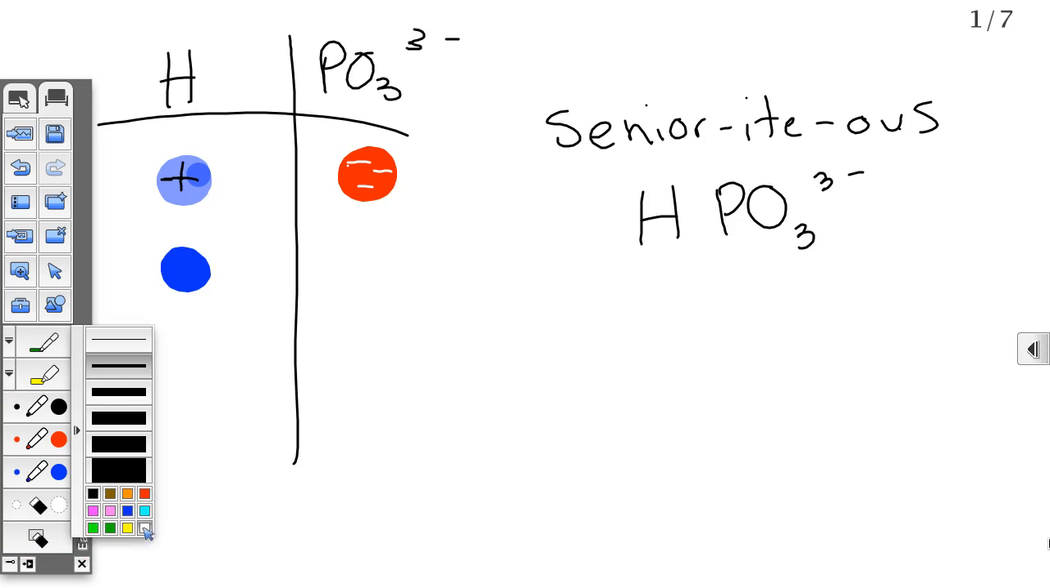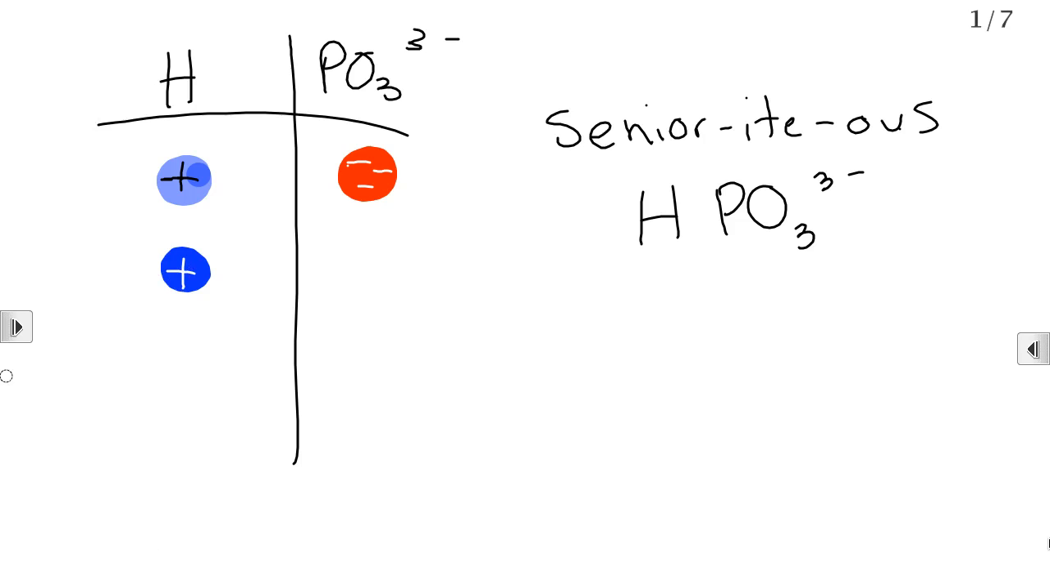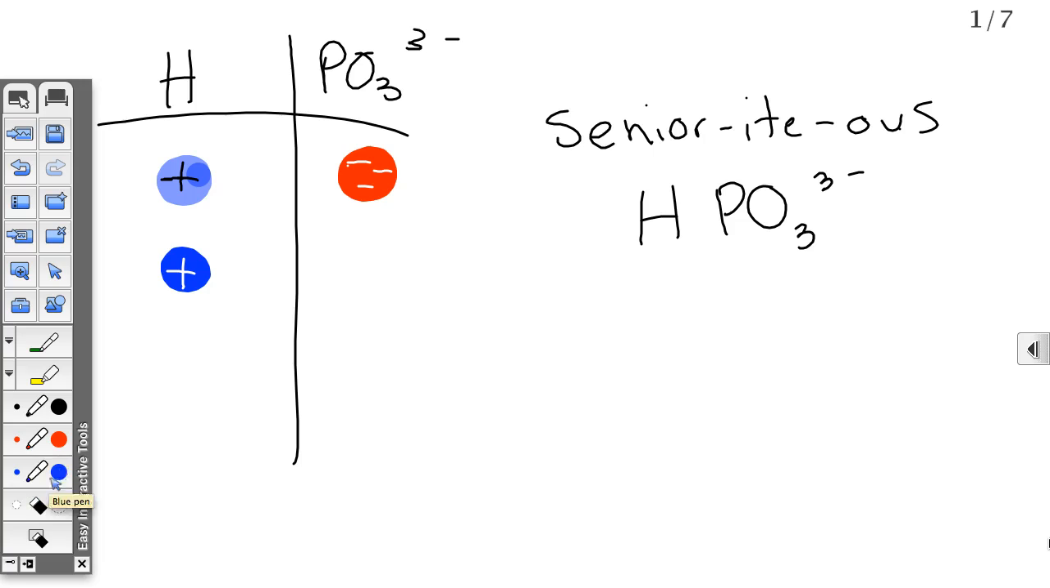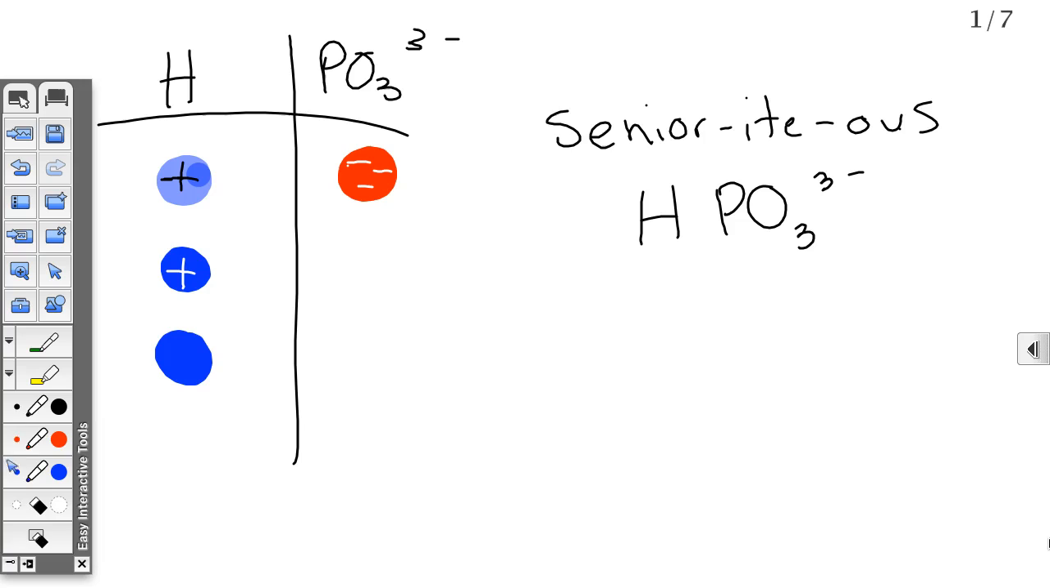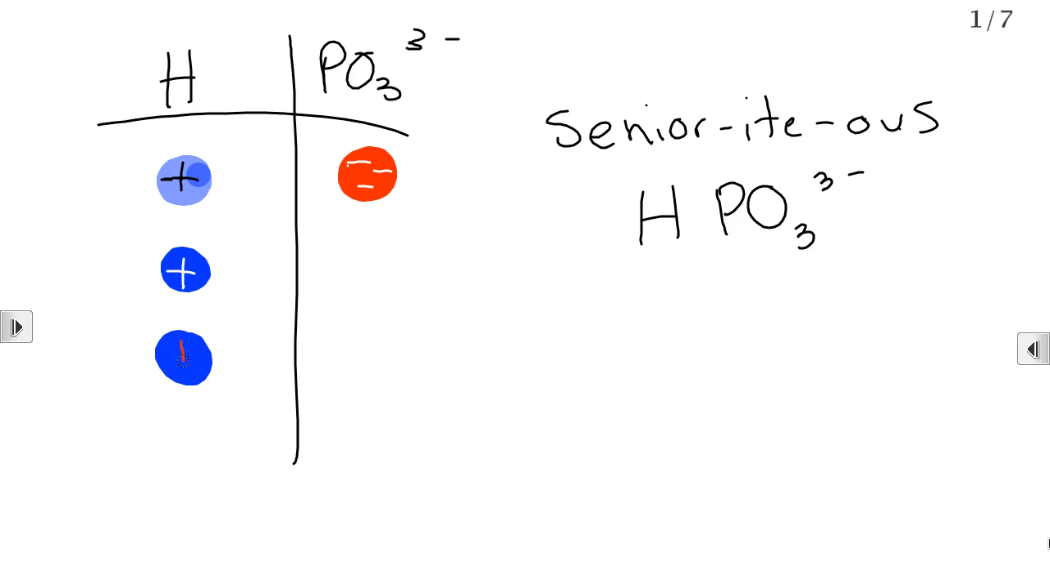Are my charges balanced out? So I need another hydrogen. And I'm going to have to play around with the color scheme. I'll find the fastest ones. But so I have to have 3 hydrogens and 1 phosphite. So with acids, it starts with the H, and you have to make sure that you balance the charges out.